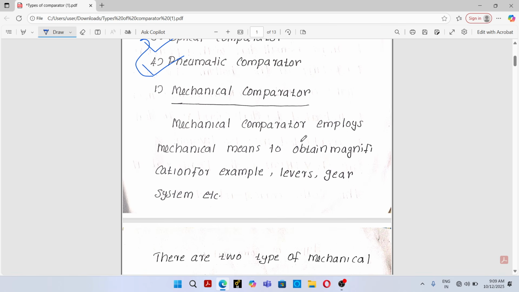Mechanical comparator employs mechanical means of magnification in order to obtain the measurement. Example, lever, gear system, etc.